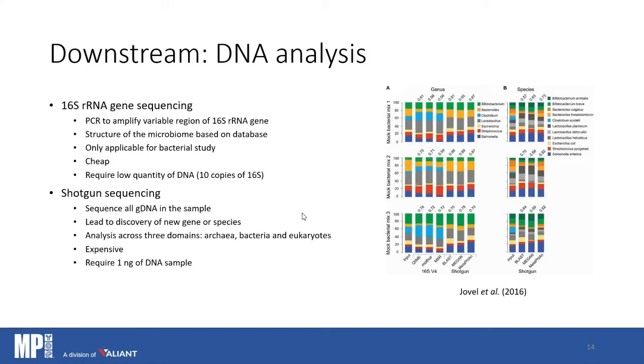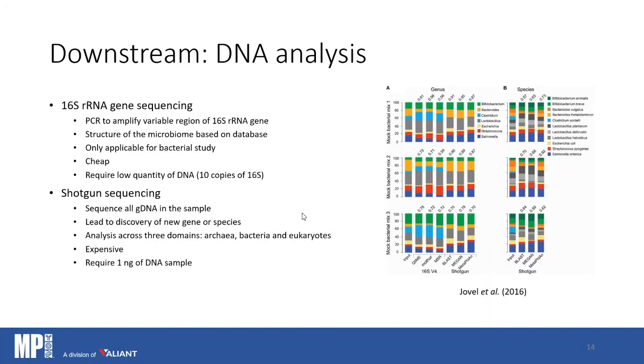Once the DNA is extracted, it can be subjected to analysis. There are two main approaches, namely 16S rRNA gene sequencing and shotgun sequencing. The first method uses PCR to amplify the variable region of the 16S rRNA gene, followed by sequencing of the PCR product. The sequence can be matched with a database to elucidate the bacterial composition of an environmental sample. As this method is targeting the 16S rRNA, it is only applicable for bacterial study and is dependent on existing databases. It has the advantage of low cost and requires only a little amount of DNA.